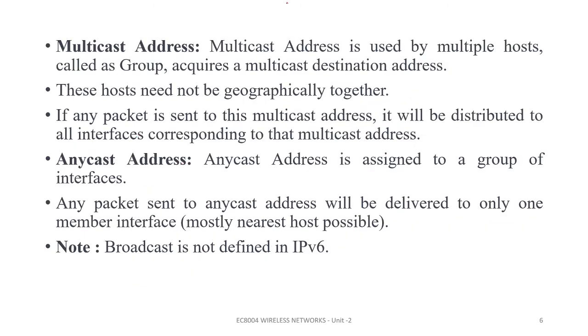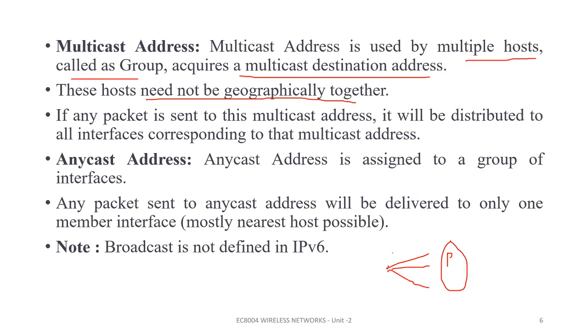Next is multicast. Multicast is used by multiple hosts, called a group, acquiring a multicast destination address. The hosts need not be geographically together. In multicasting, a group of processors is there to which I'm sending messages. From one particular processor, I'm sending a message to a set of processors. That is multicast. If a packet is sent to a multicast address, it will be distributed to the interfaces corresponding to the multicast address. So from one particular point, everything will be distributed to the other processors.